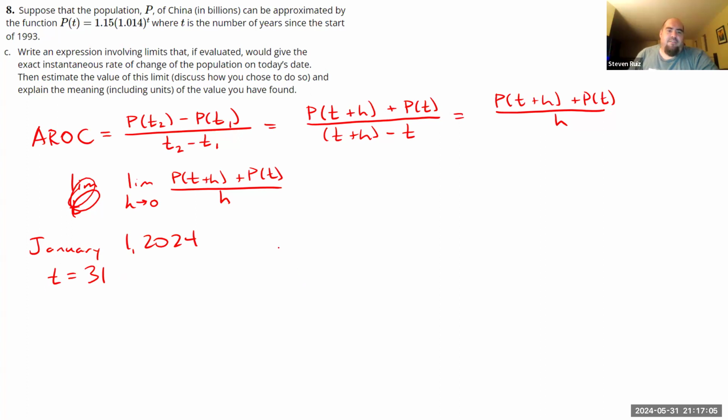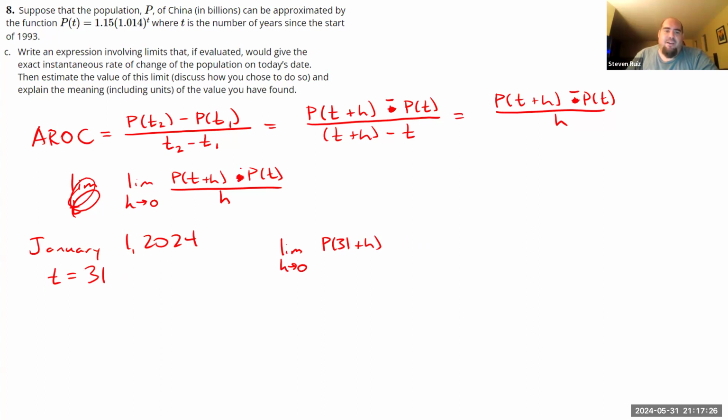So I want to look at this. What is the limit as h approaches zero of the population at year 31 plus some small little h separation? And by the way, I am really messing this up. Very, very important modification needs to be made here.